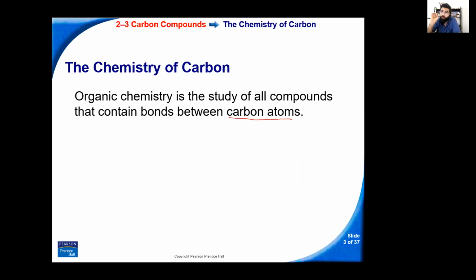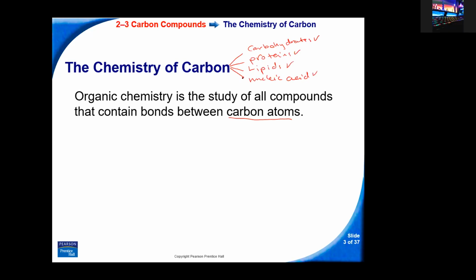Why do we study these compounds specifically? Because these are the main compounds that make the living cells. Your cell membrane, for example, is made of these compounds. By the way, they are the carbohydrates, proteins, lipids, and lastly nucleic acid. These four main compounds are called organic compounds because they are mainly made of carbons linked to each other. You will see that when we study the details.